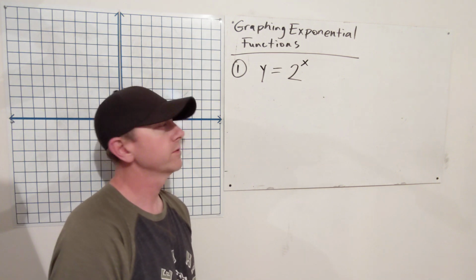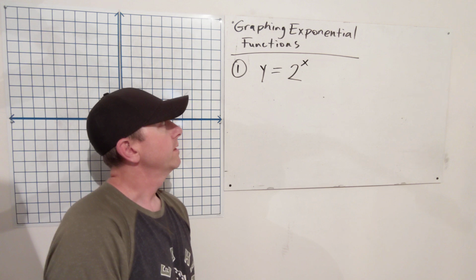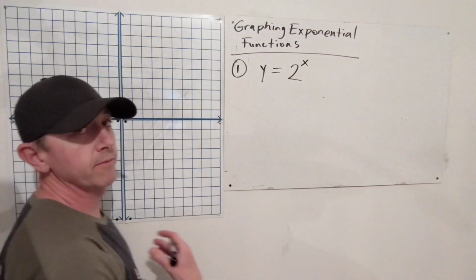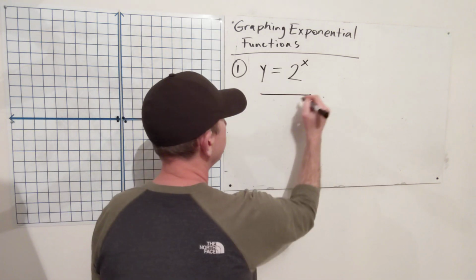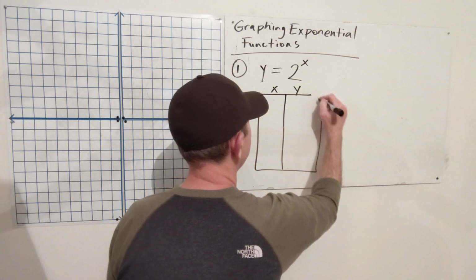So it's y equals 2 to the x is going to be our equation here. So what we're going to do, we're going to talk about graphing these in a second, but before we graph them, we need to come up with a table. So we're going to graph this from a table. All right, you got an x and y chart.